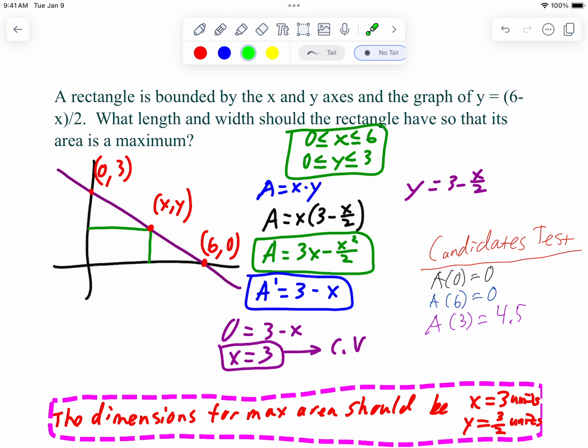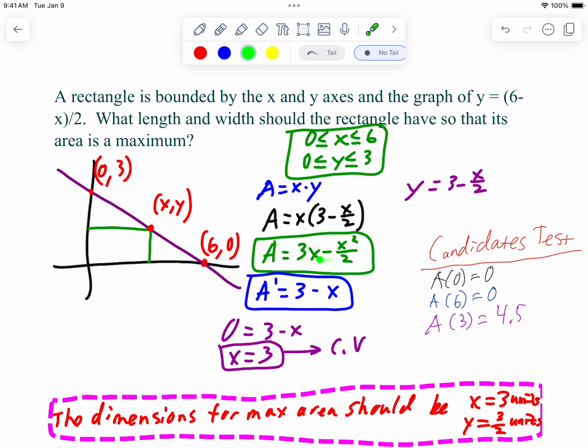What's my relationship between the x and the y? Great question. Well, since this point is on the line, the equation of the line is my relationship. And remember, we've seen that before in previous problems this semester and last semester. So that's something where, again, the coordinate plane can help us out because that equation then is our relationship. So now I can take 3 minus x over 2, substitute that in here for y. I get my area equation.